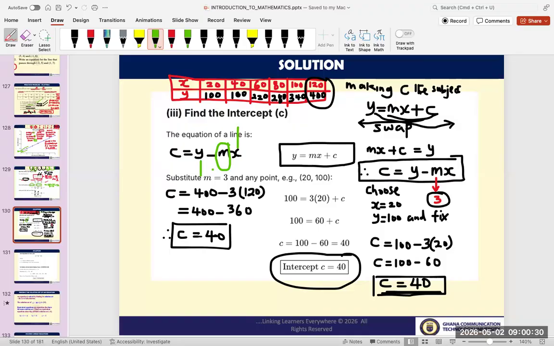Is it okay? Yes, sir. It's okay, sir. Thank you. Right. Any other question? Any other question about the slope? If you have a question, let's clear your mind and then we can go to another thing.